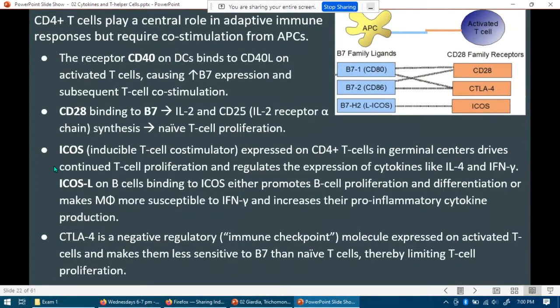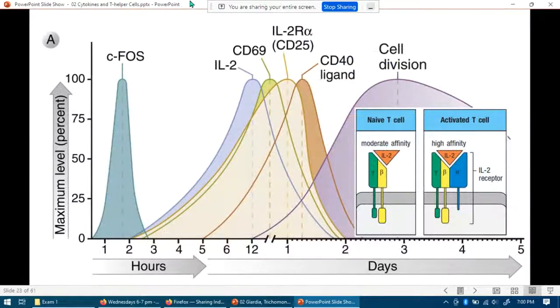There's another protein called ICOS, and it has a ligand called ICOS-L or ICOS ligand. Honestly, no one cares if you know that one, so we can skip it. And then CTLA4 is one that we may talk about later, but I'm not going to talk about it right now. For now, if you honestly just know the B7 binding to CD28 thing, you're golden. And we'll specify what you need to know in the future.